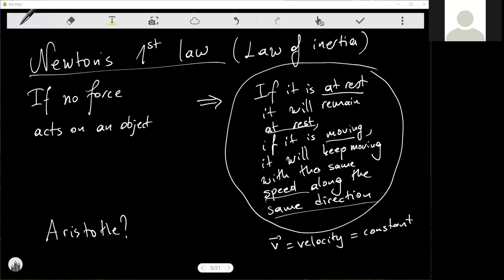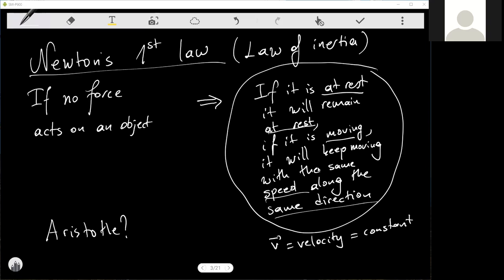So it's just constant, meaning that it will remain at rest. And if it is moving along the same direction, we don't form a separate statement. We just say that the velocity is constant, right? Since the velocity is a vector, by constant we mean that it has the same direction and same magnitude.